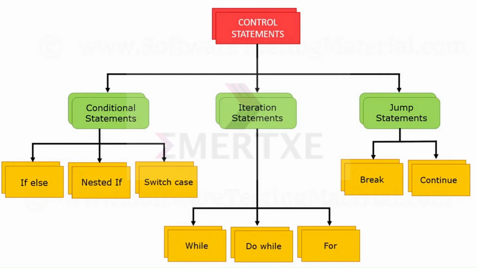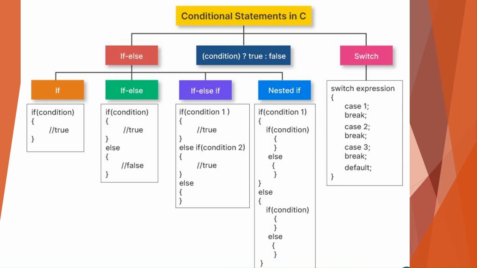Now there are certain control statements in the C programming language. They are conditional statements, iteration statements, and jump statements. In conditional statements, there are three categories: if else statement, nested if statements, and switch case. In iteration statements, we have while loop, do while loop, and for loop. And in jump statements, we have break and continue. Now we will discuss them one by one.